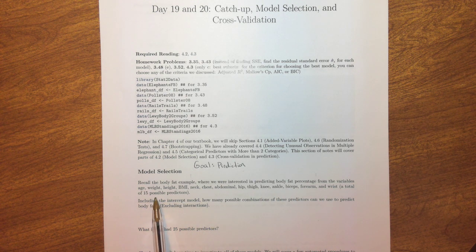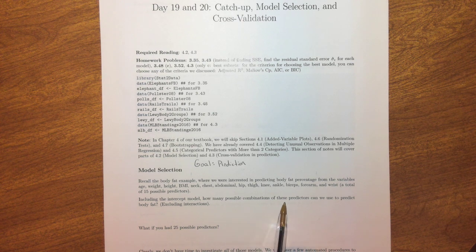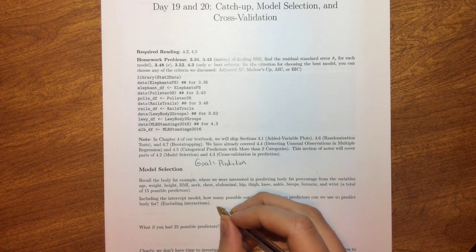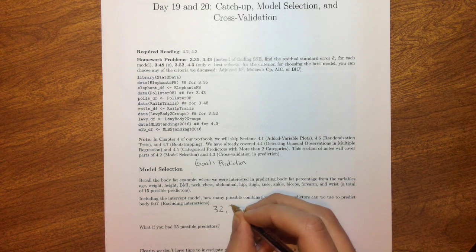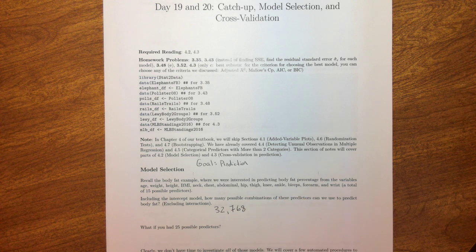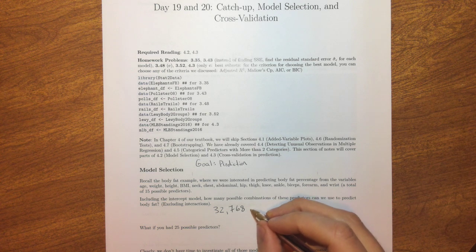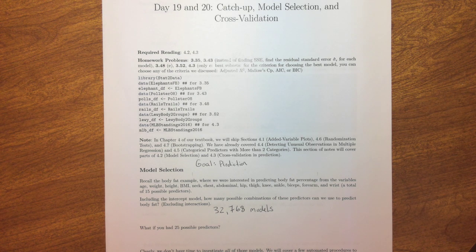So there's a total of 15 possible predictors. If you think about all of the possible combinations of those predictors that you could use in a model to predict body fat, including the model that just has an intercept, so that doesn't have any predictors, the total number of different models is actually larger than at least I would think it would be, just looking at it. There could be 32,768 different models.